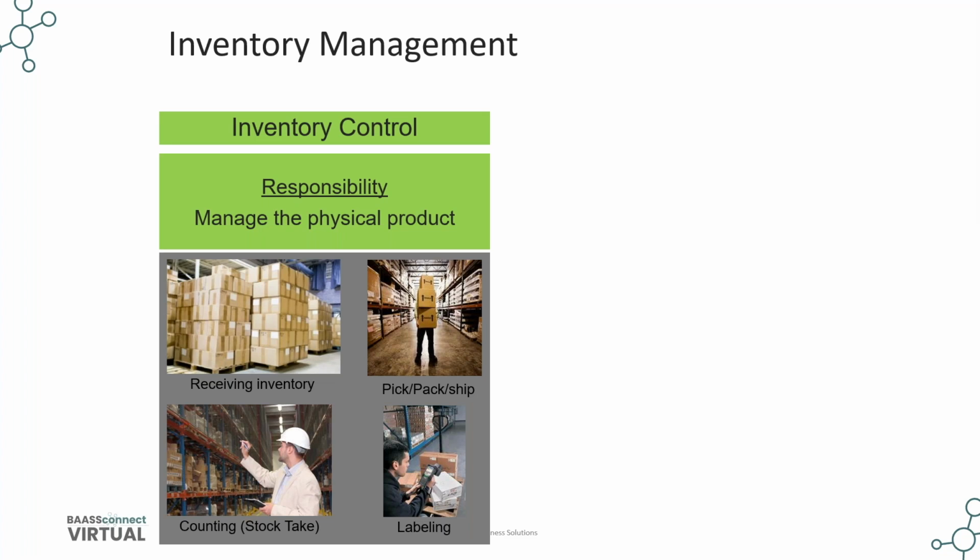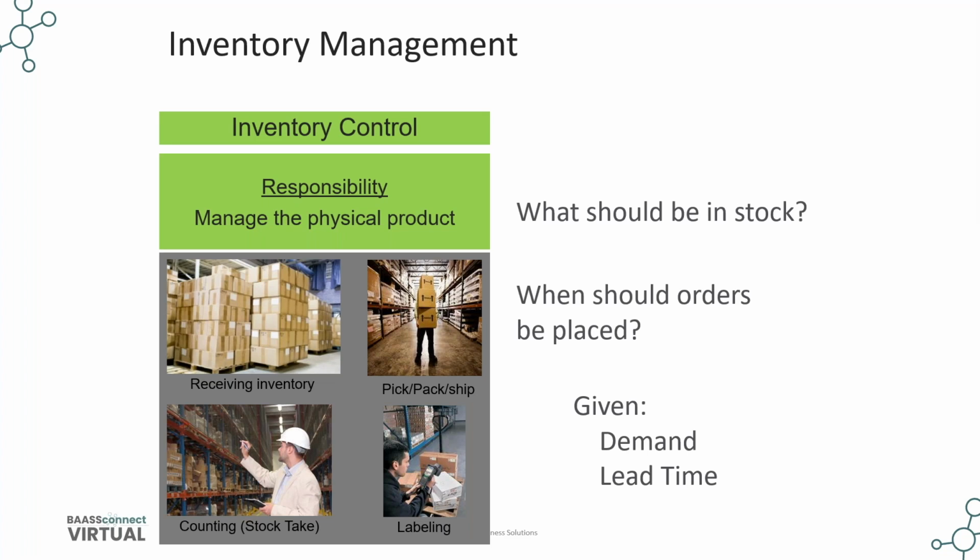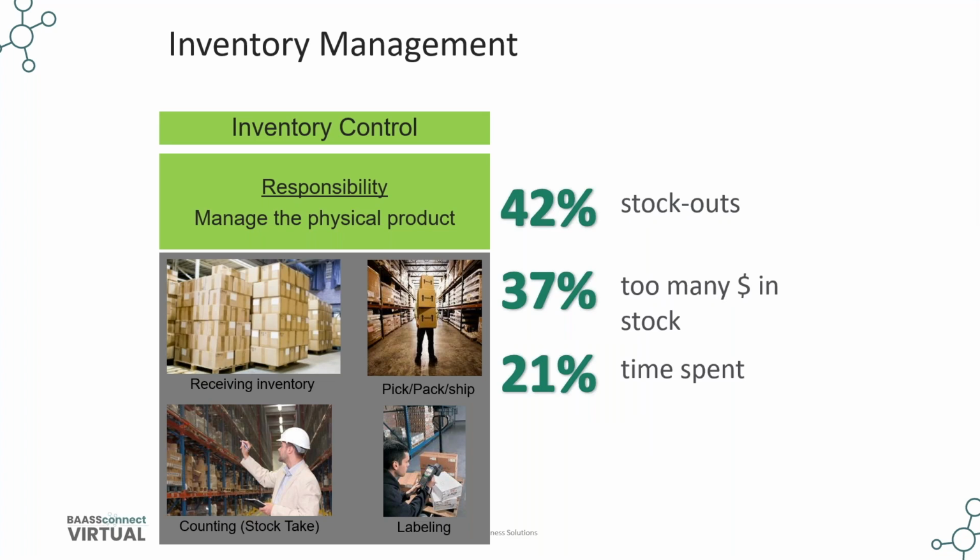But that system does not answer the question, is that what should be in stock? Given the demand for the items, given lead time from your suppliers, when should you place orders in advance of lead time so that they arrive on time? And most of our customers have to make those decisions outside of Sage ERP, usually in some kind of manual report or process, more often than not a spreadsheet. And it can result in a lot of inventory challenges.